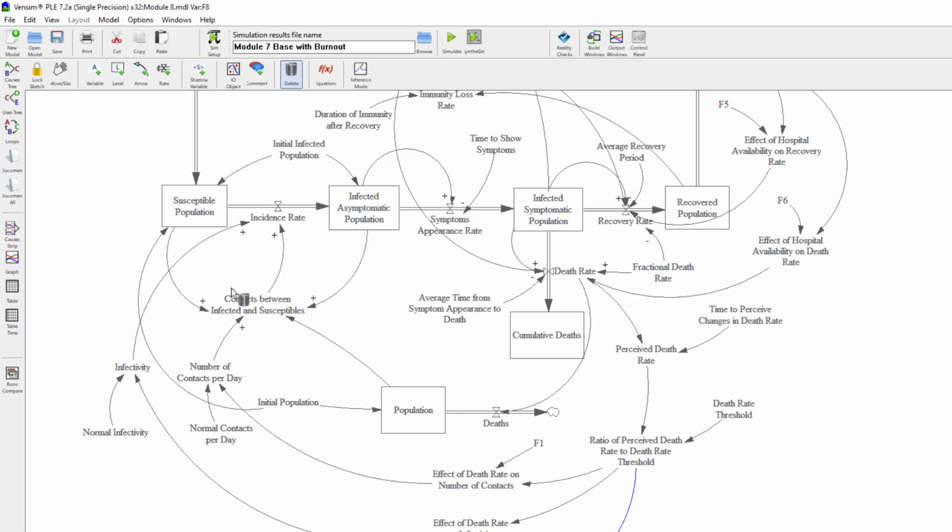Okay? So what we're going to do is, first of all, create a variable. We're going to call this variable infected symptomatics out of quarantine and out of hospital.